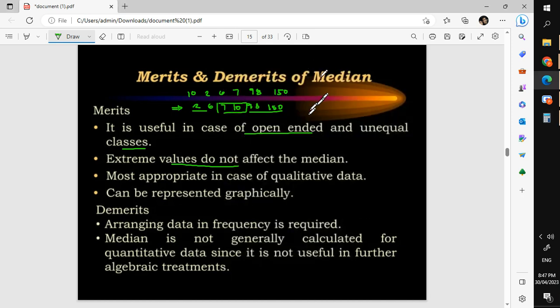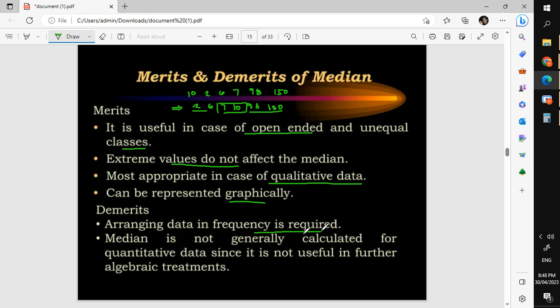No? Maski pa naa kay 1,000,000 o 3,300,000 sa imuhang data, dili mautro ang value ni median. So that's one of the advantages, and it's most appropriate in case of qualitative data. At the same time, it can be presented graphically. On the other hand, arranging data in frequency is required.